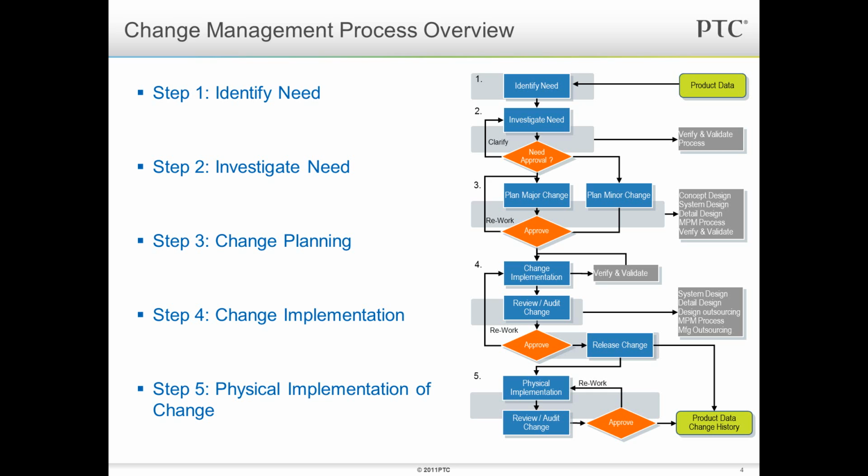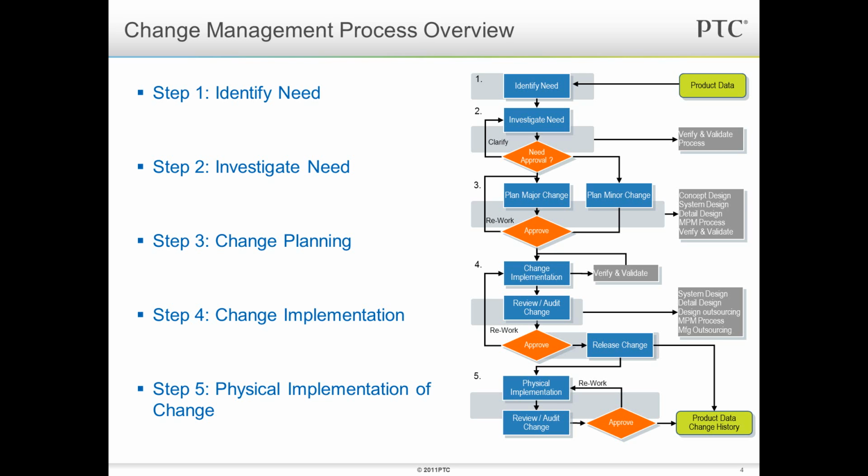Change management inside Windchill is a closed-loop, CM2 compliant process which can be broken down into five main steps. Identify need, investigate the need, plan the change, implement the change, and then the physical implementation. For this demonstration, I'll be using a process as a guideline. However, this process is not set in stone and is easy to configure for your individual business requirements.